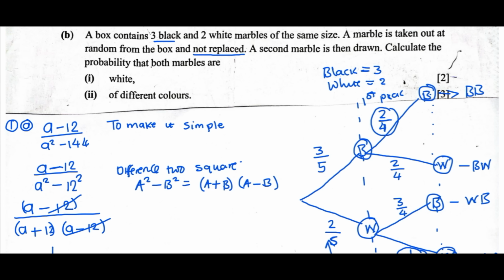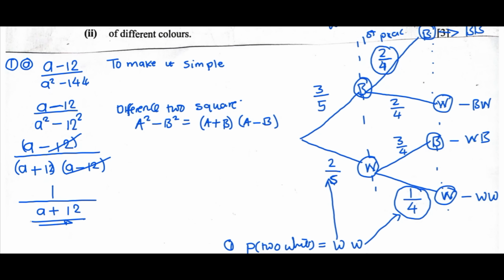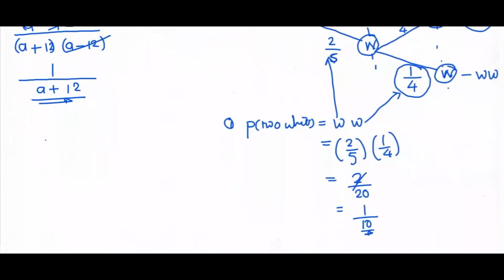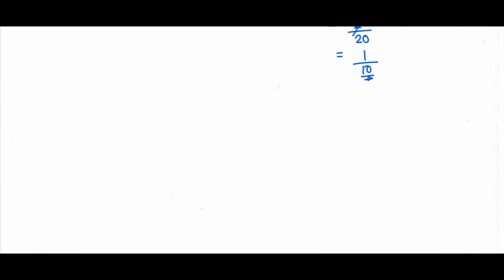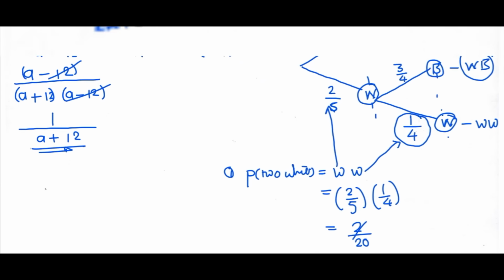Now let's look at Roman number 2, which is just of different colors. So we just want to get where there are different colors. Where there are different colors is BW plus WB. So the probability of different colors is BW plus WB.